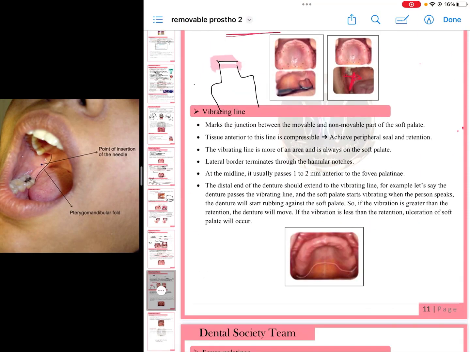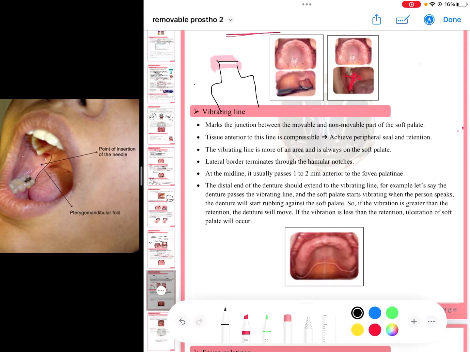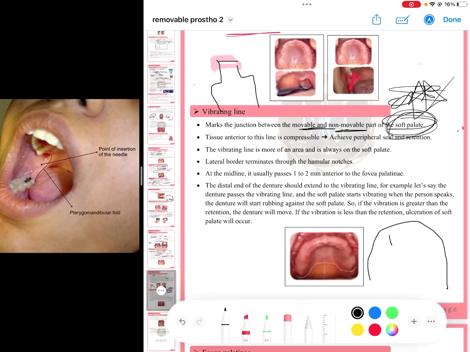So what is the vibrating line? The vibrating line is an imaginary line that we will draw based on some anatomical landmarks. This imaginary line is the junction between the movable and non-movable parts of the soft palate. Important: it's not related to the hard palate. So we have here the hard palate, and then a line. This is the soft palate.